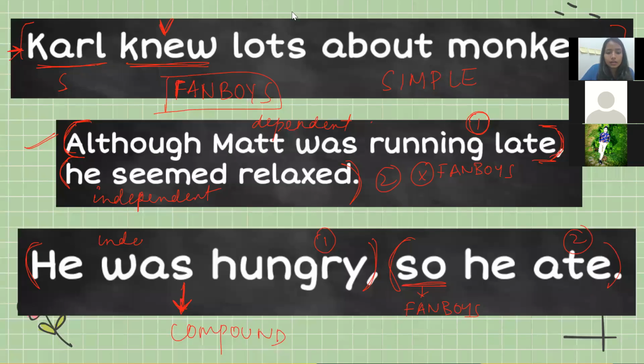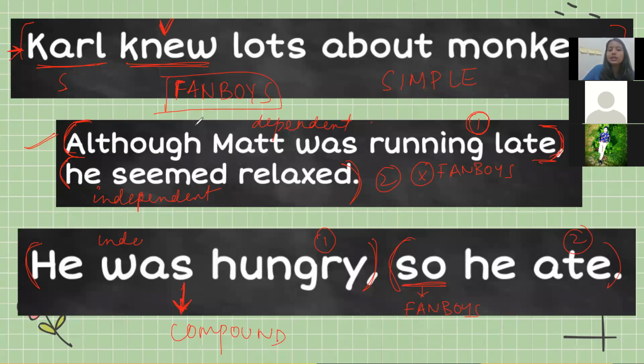Okay, fine. So now the first step is you have divided these sentences into two parts, which means automatically it's not a simple sentence. In a simple sentence, you can't divide it into two parts. Carl knew lots about monkeys. नहीं कर सकते हो आप. It is one sentence only. You can't divide it anywhere into two parts. But the next two you can divide into two parts.